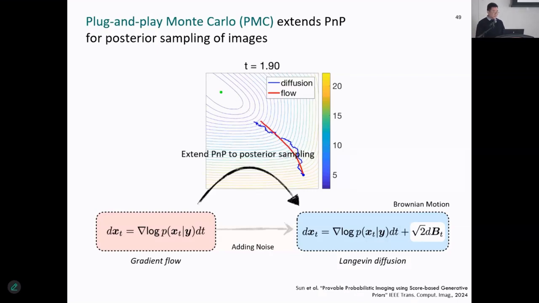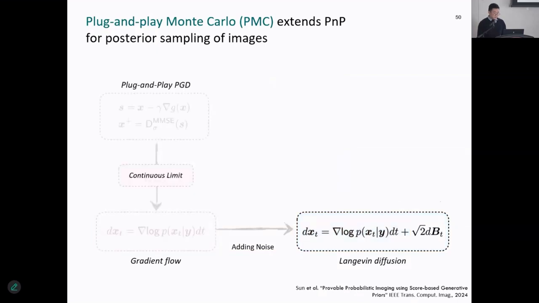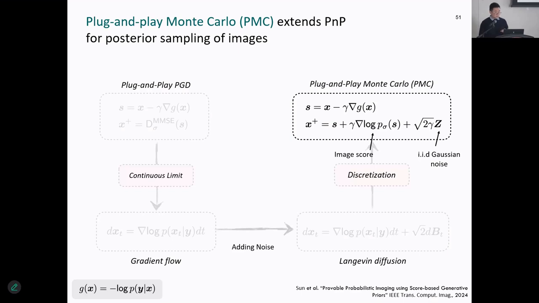This is the key step where we extend from plug and play to posterior sampling. Since the Langevin diffusion is continuous and cannot be implemented directly, we need to discretize it. Here we use a discretization rule mimicking, or reversing, what we do in deriving the continuous limit. In this way, we are able to develop the algorithm, plug and play Monte Carlo, or PMC for short, as a sampling counterpart of the original plug and play PGD algorithm. You can see they have a really similar structure in the update rule.